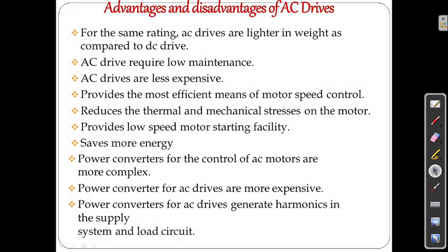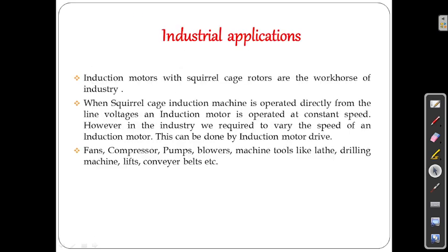Now we will see the industry applications where we use these motors. The induction motor with squirrel cage is the workhorse of industry. When a squirrel cage induction machine is operated directly from the line voltage, the induction motor is operated at a constant speed. However, in industry, we require varying the speed of an induction motor. This can be done by an induction motor drive.